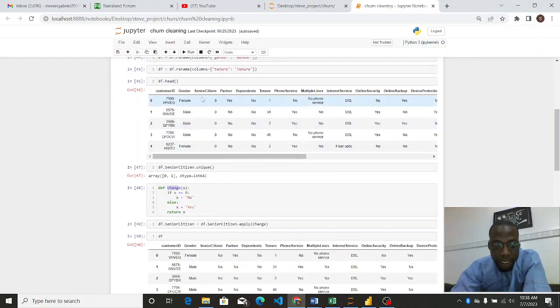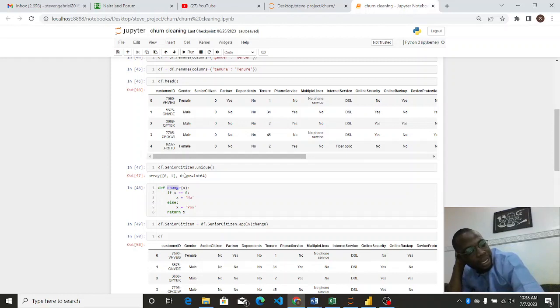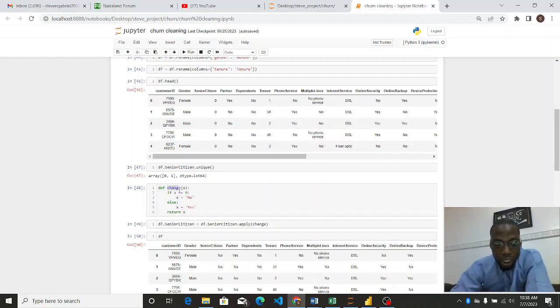So the main cleaning now is to define a function. I guess a lambda function can also do this, but I prefer to define a function. So I defined a function, change, and I told the function that if x is equal to 0, print no, else print yes.